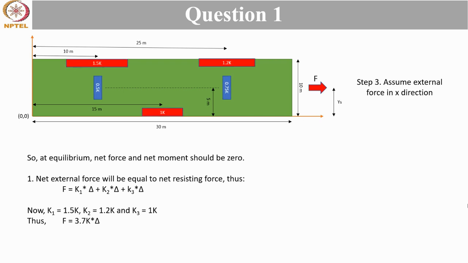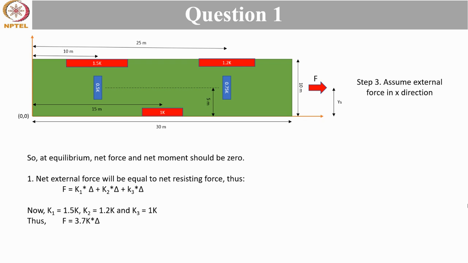Now, similarly, let's assume an external force in y direction. So, we know the columns which are parallel to the force will resist, and the columns which are out of plane won't show any resistance. So, in this case, the columns with stiffness 1k, 1.5k, and 1.2k will act as resisting columns, and the columns with stiffness 0.5k and 0.75k won't show any stiffness.